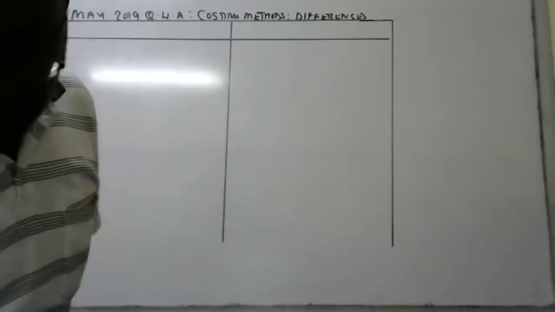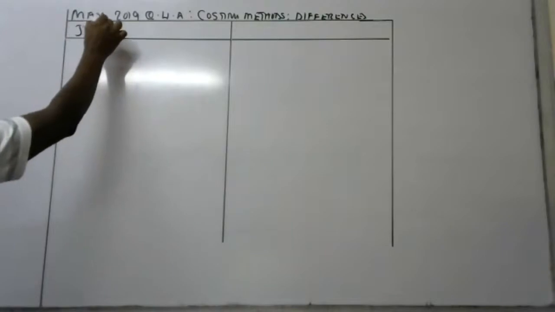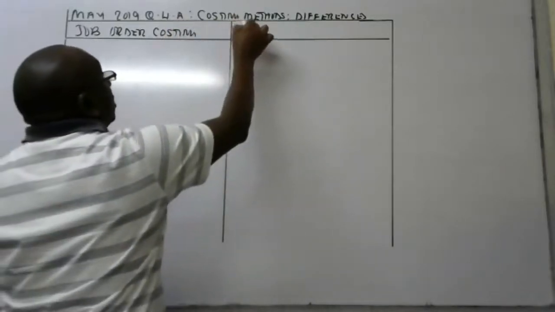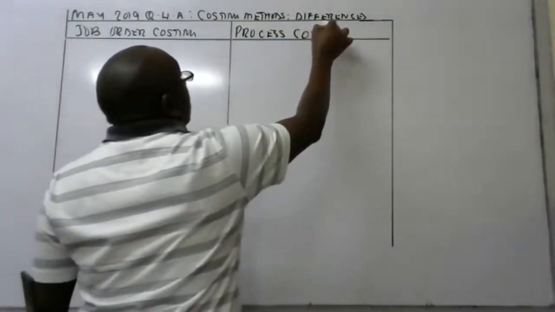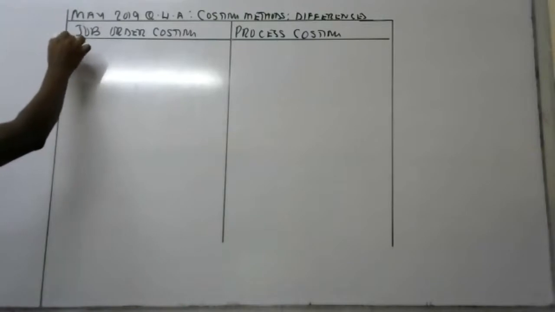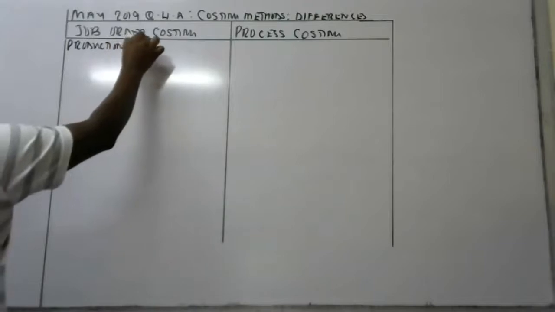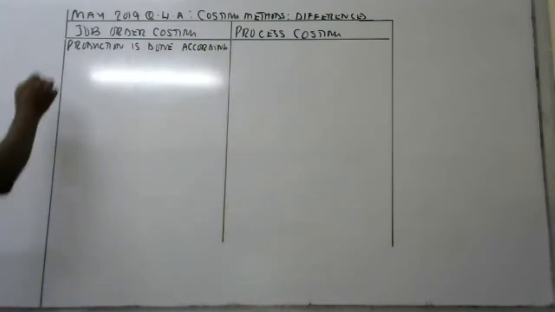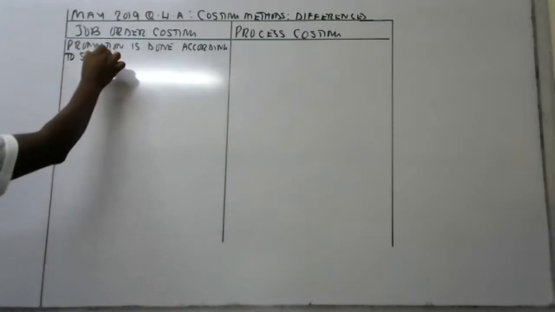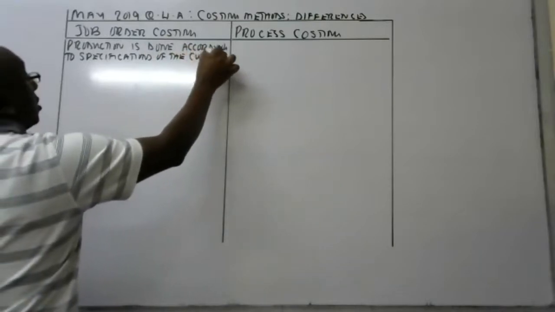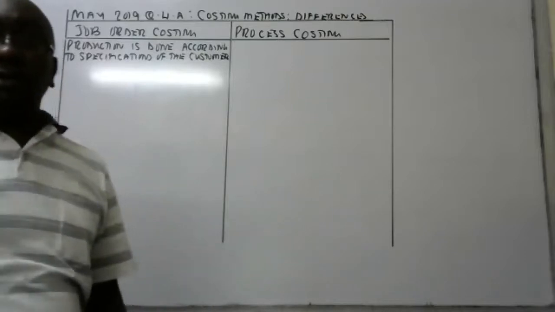So the first one is job order costing, and the second one is process costing. Now with job order costing, production is done according to specifications of the customer.